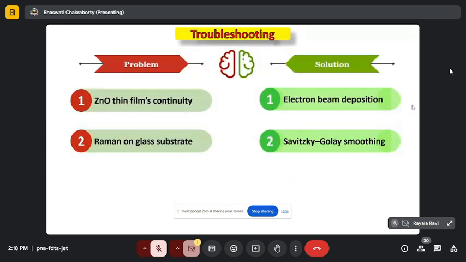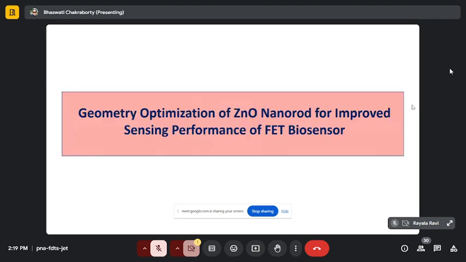The major problem was zinc oxide thin film continuity. It was an issue, so in order to tackle that, we considered the electron beam deposition technique. There was another problem which we faced: Raman spectroscopy was nearly impossible on a glass substrate. To overcome this difficulty, we used a smoothing technique, Savitzky-Golay.